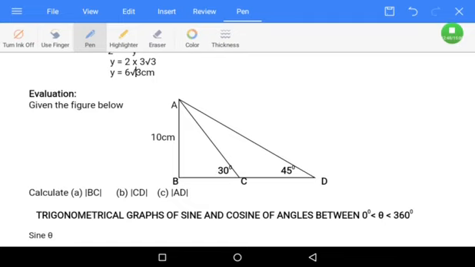Now, in our next class, we'll be discussing the graphs of sine and cosine of angles between 0 and 360 degrees. I hope the class is clear. So do your evaluation. Thank you.